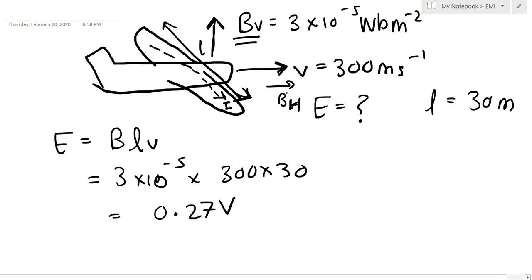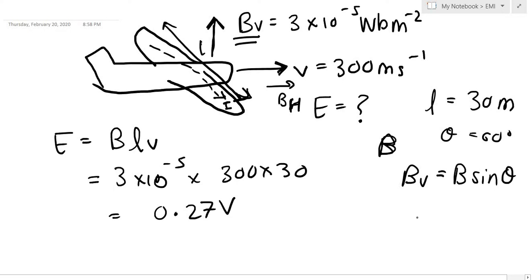the motion and the magnetic field are in the same direction, it won't contribute to any induced current. This component won't contribute to any induced currents. Only the vertical component will. So anytime you're given Earth's magnetic field, like the total Earth's magnetic field, and then you're given an angle, say theta is 60 degrees, always find BV for such problems, which is B sine theta.